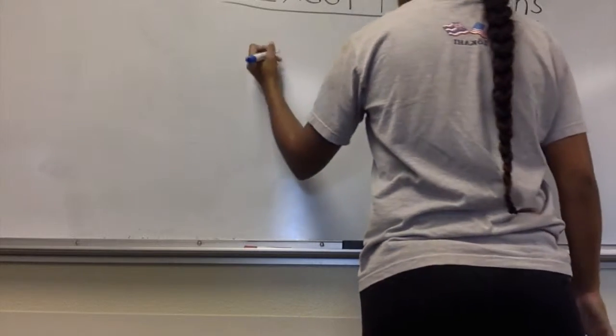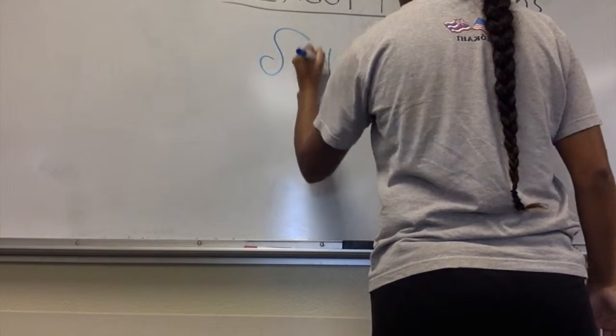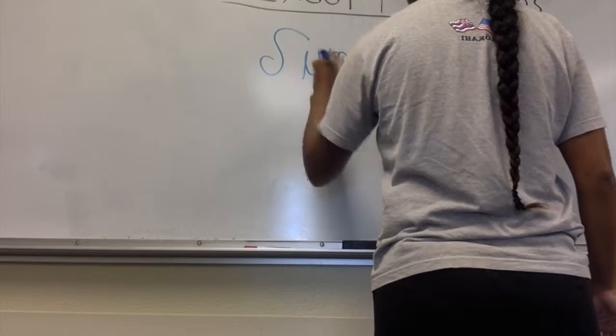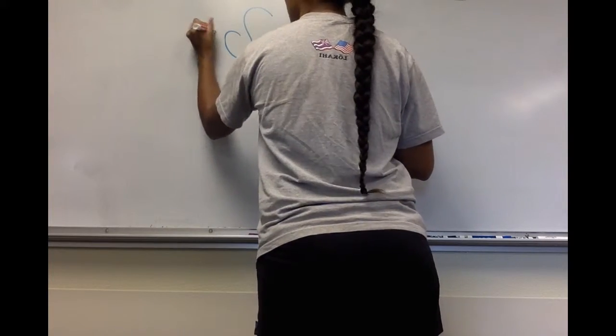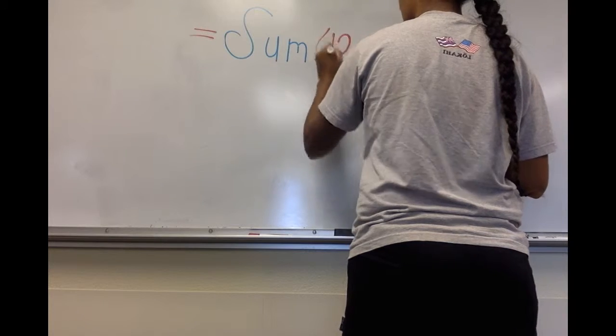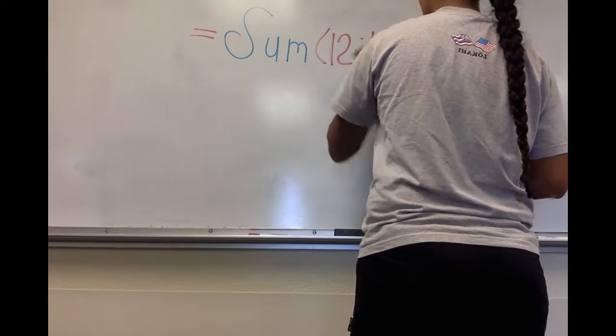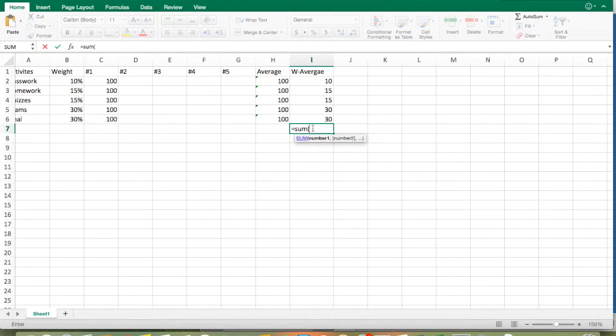The next function we will be going over is the sum function. We use the sum function to calculate the total sum of the average. The function for sum we will be using for practice is equals sum, open parentheses, I2 to I6, close parentheses.